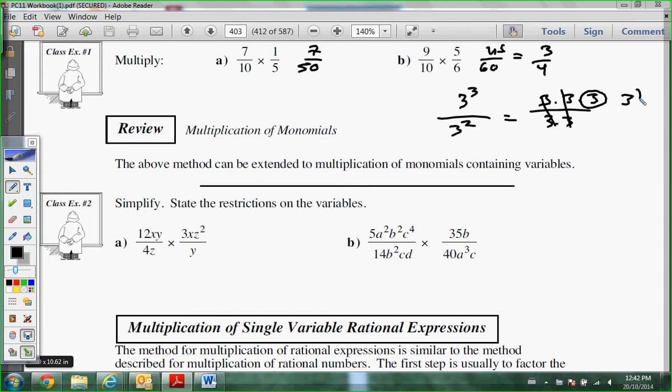So the reason I'm telling you that is, see how this is multiplication, right? Well, since this is multiplication, let's put the top together and the bottom together.